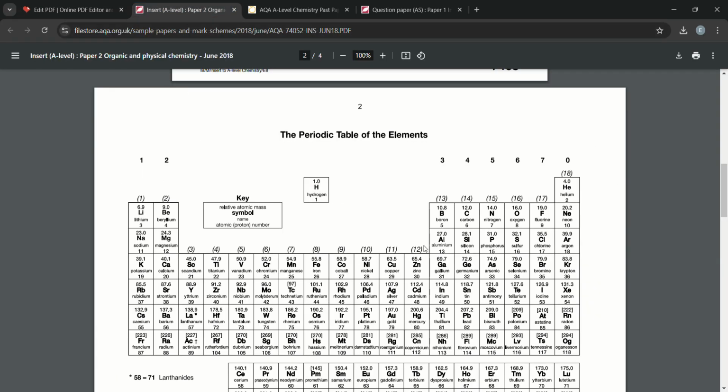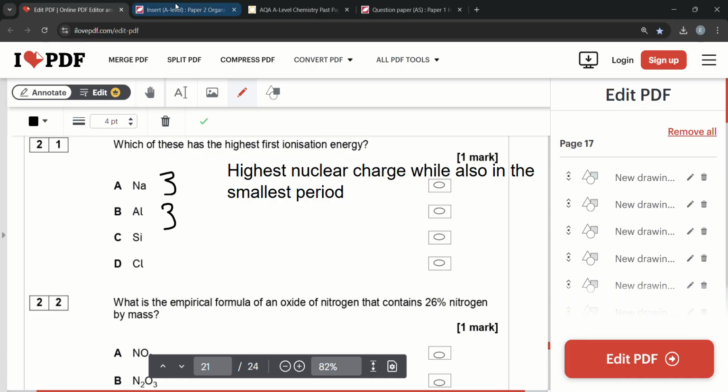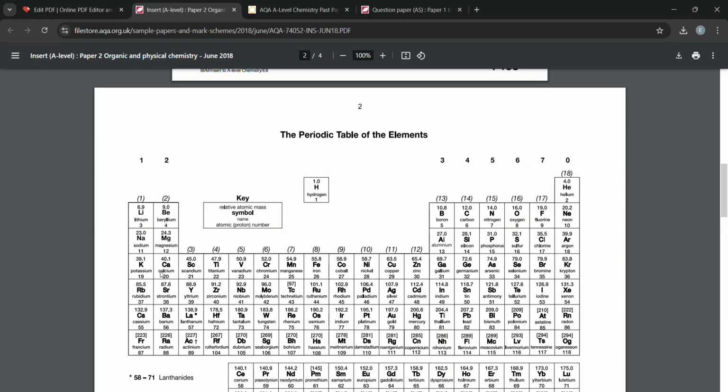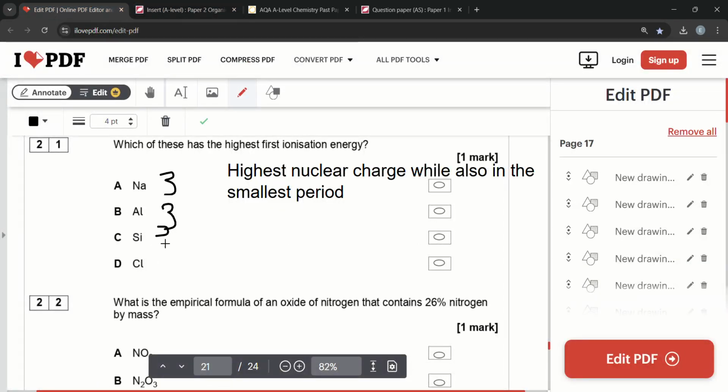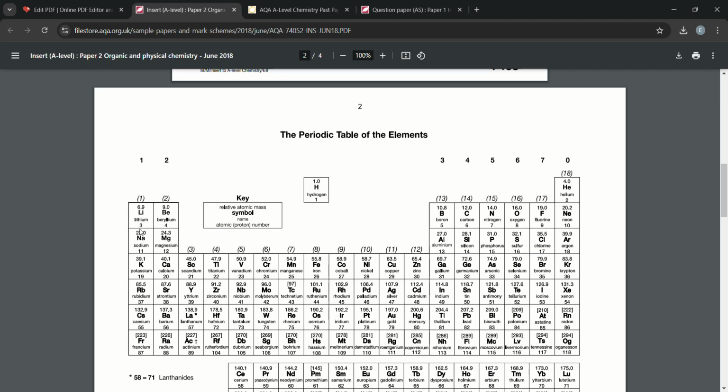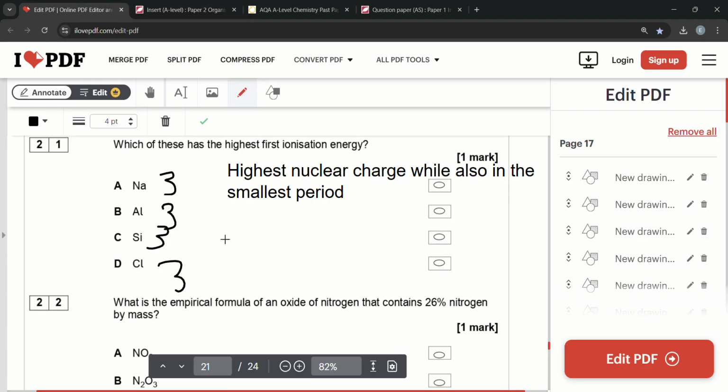Aluminium is also in period 3. Silicon is also in period 3. And let me guess, chlorine is also in period 3. Yes, it is. Which of these has the highest first ionization energy? Well, chlorine is definitely the... Oh, just a key fact. Ionization energy decreases down a group and increases across a period. It's going to be chlorine.